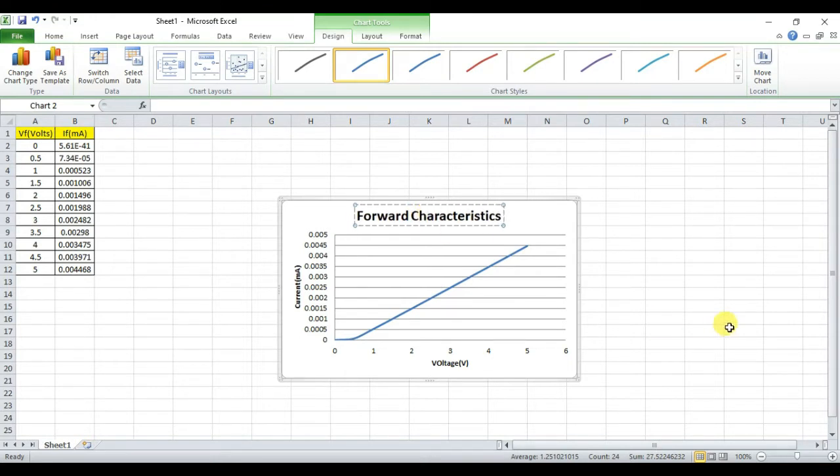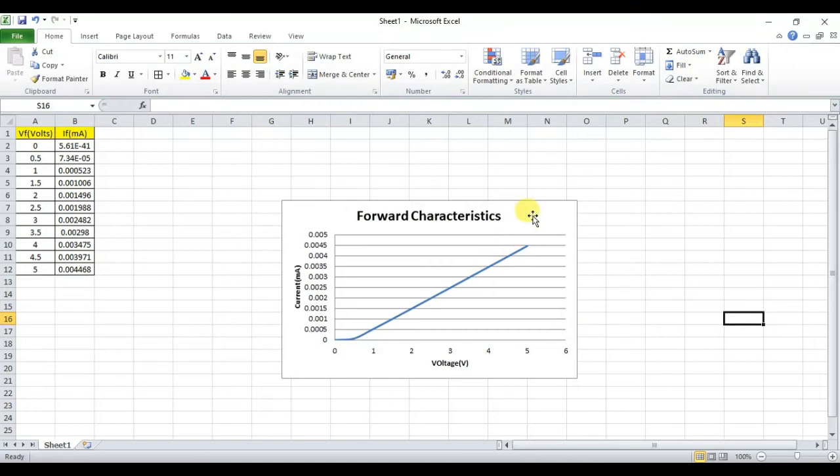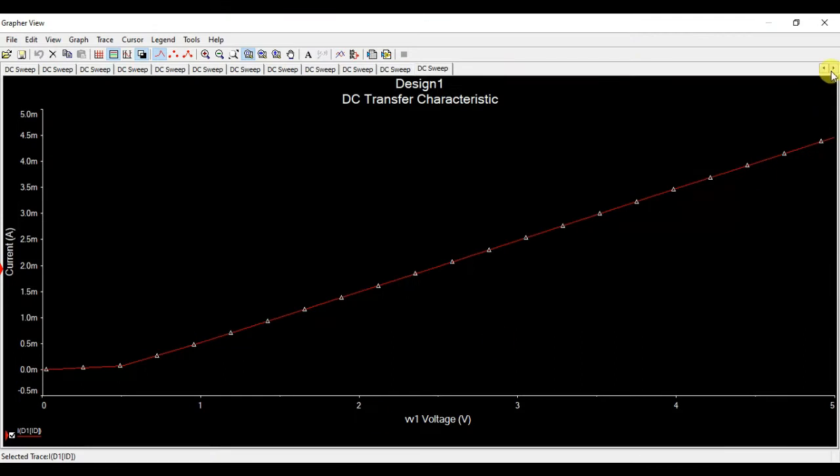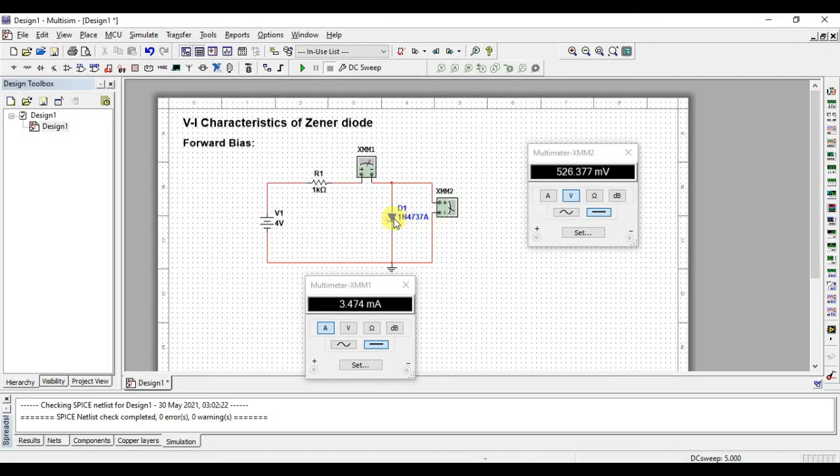Forward characteristics. So these are the forward characteristics of the Zener diode. Similarly, for the reverse characteristics, we just rotate this Zener diode and connect it.